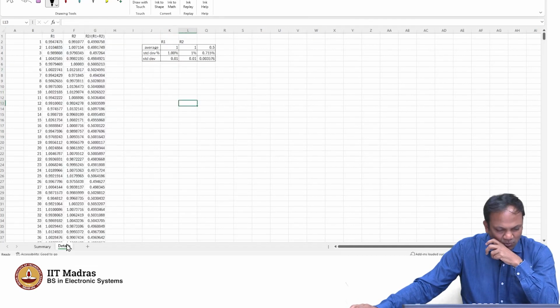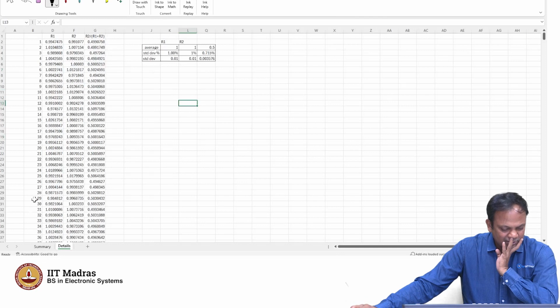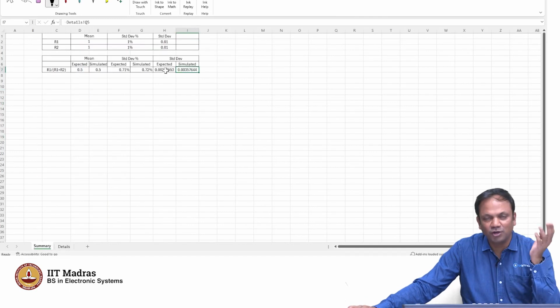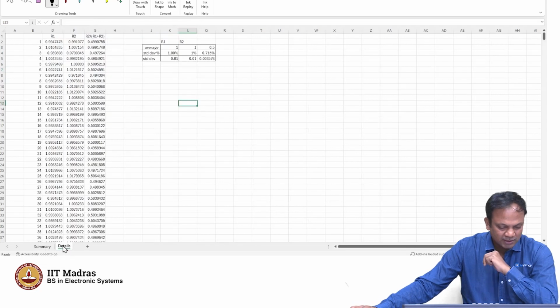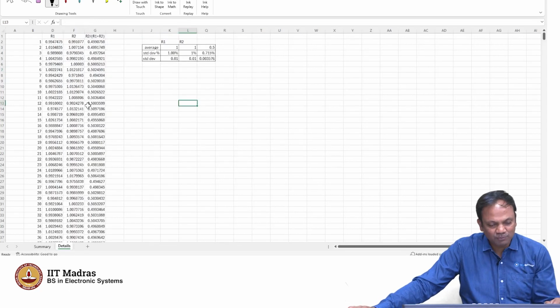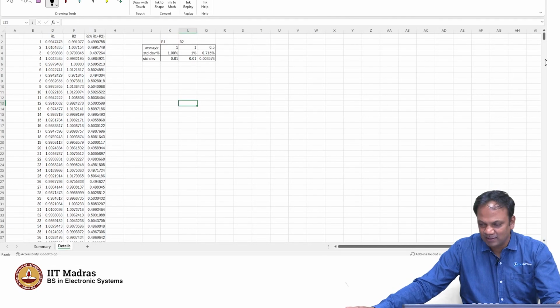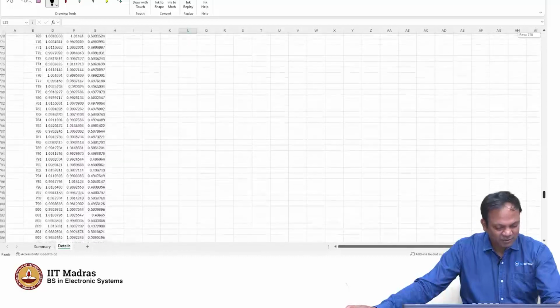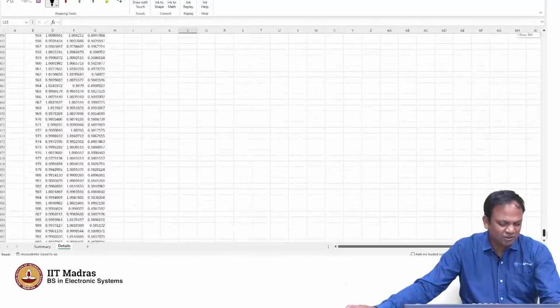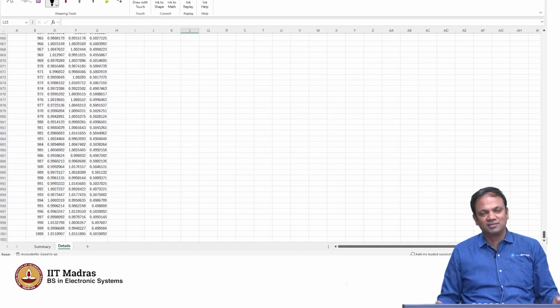So let me walk you through what I have done here, right? Now I showed you how the expected values were calculated. The simulated value is coming from the details sheet, and it is pointing to a specific cell. So let's go to the details sheet, and you can see that under R1 I have generated 1000 values. These 1000 values represent, sort of, that I bought 1000 resistors.